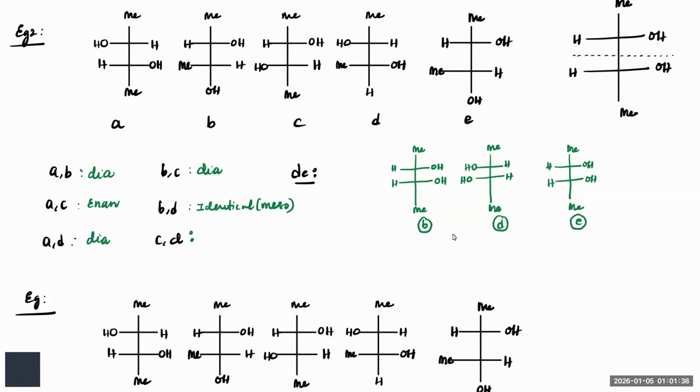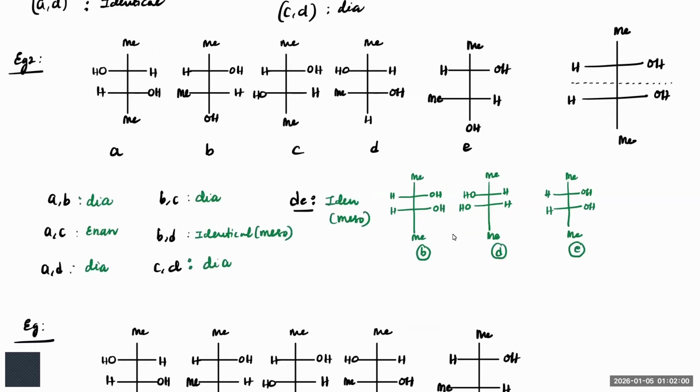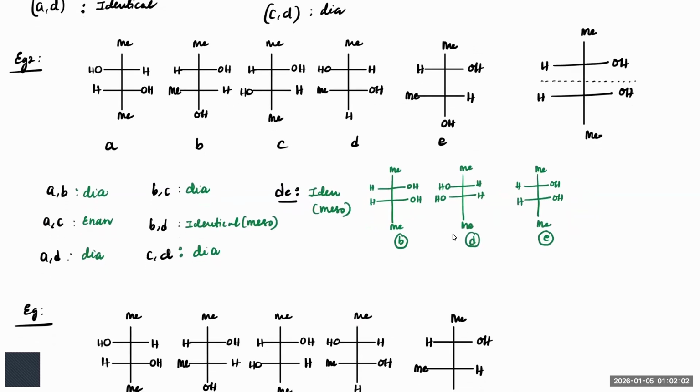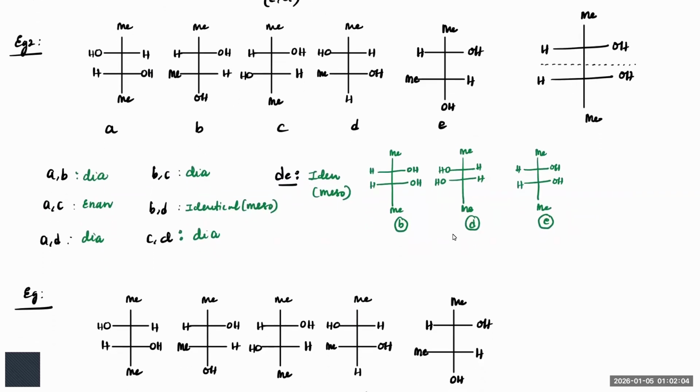Next, C and D. C and D also make it diastereomers. And D and E, same problem here also. You can see D and E, both of them are mesoforms and identical. These are identical and mesoforms. I hope this example is clear, everybody.